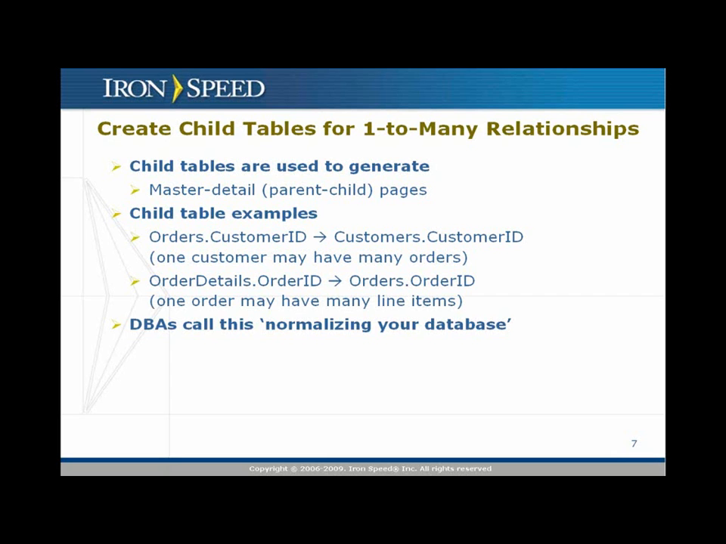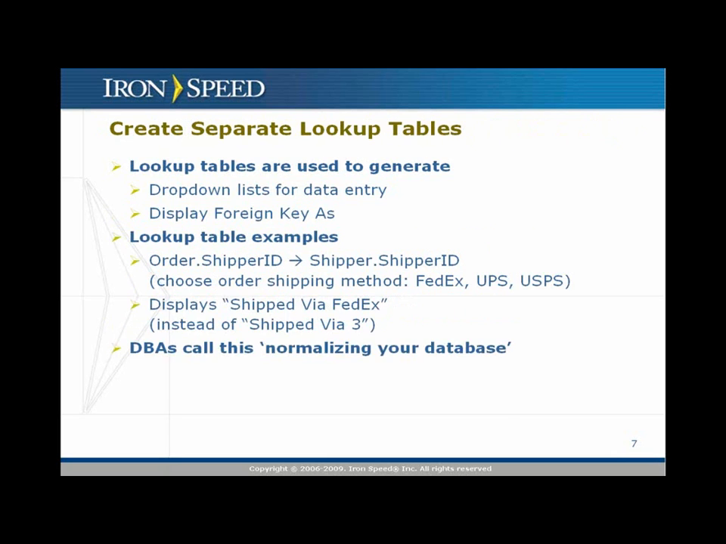Step 2 is to create separate lookup tables for data entry. For example, suppose you have a shipper field in your order table. Now, that could be a simple text field, and people can type in whatever they want. But you'll get some drift over time when people use different terms to express the same shipper. They might, for example, enter Federal Express, FX, FedEx, Federal X, and so forth, all to represent Federal Express.